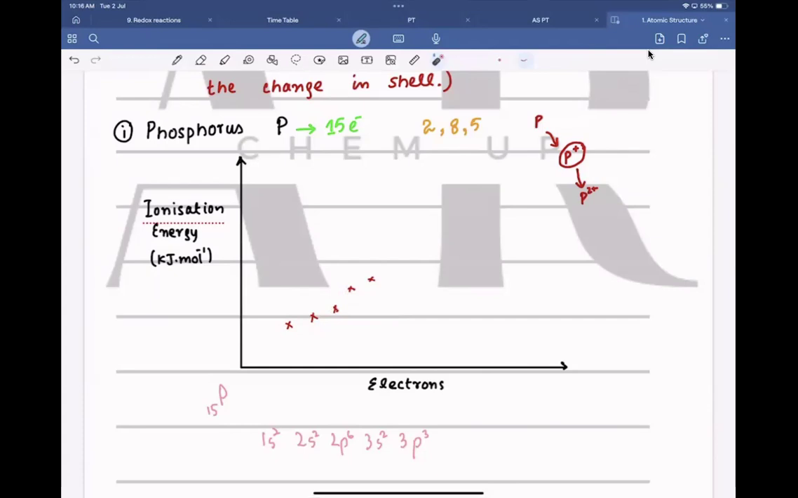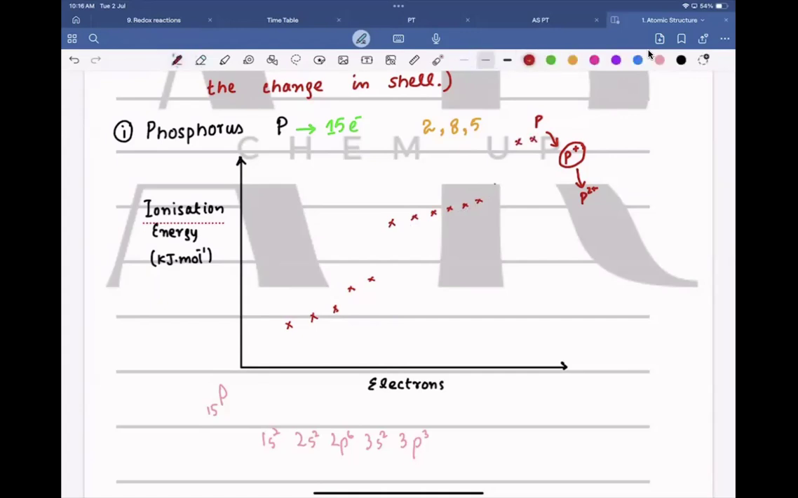Now after the third shell, the next electron is removed from 2p. So actually here the subshell is changed from 3p to 3s. Now the shell is changed, so we are going to get a big difference like this. Then there is a gradual increase in the next 6 electrons because of the subshell change, not an orbital change. So a little increase and then a shell change.